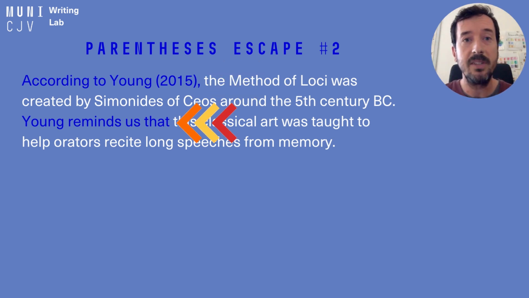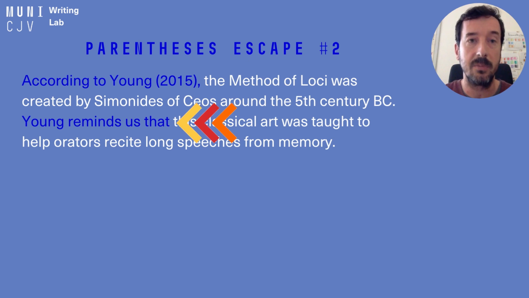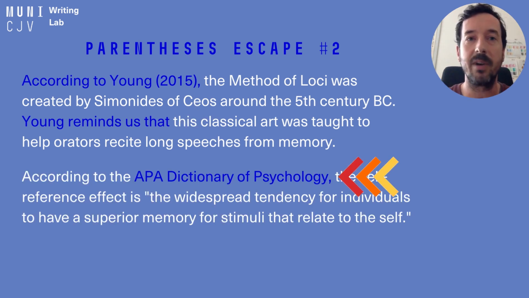And it also allows me to just repeat Young's name at the start of the second sentence to signal that this info is still from Young. I don't need to repeat the year again. I just said it in the previous sentence, and everybody who's reading this will assume correctly that I'm still referring to the same source. The second example here is a no-brainer.